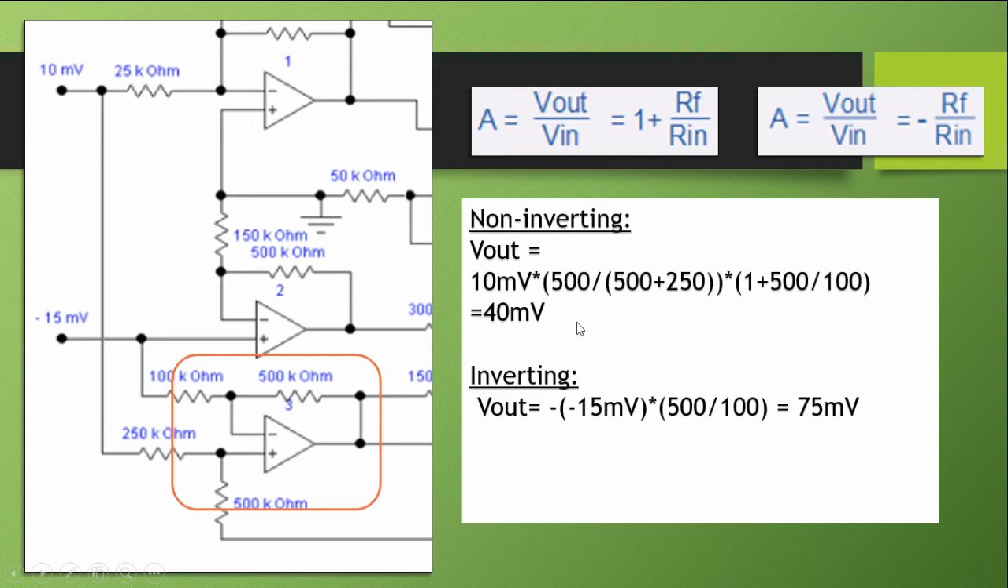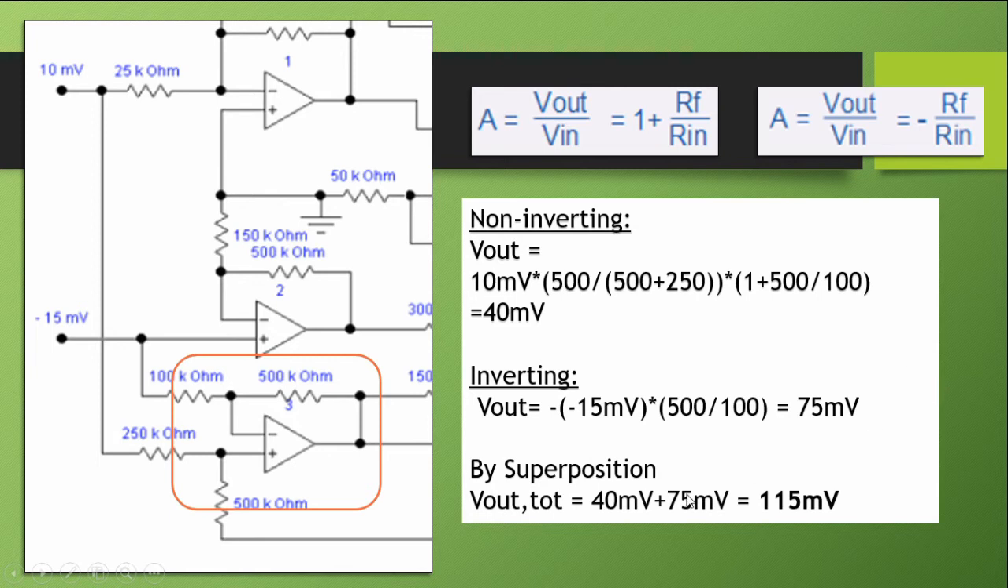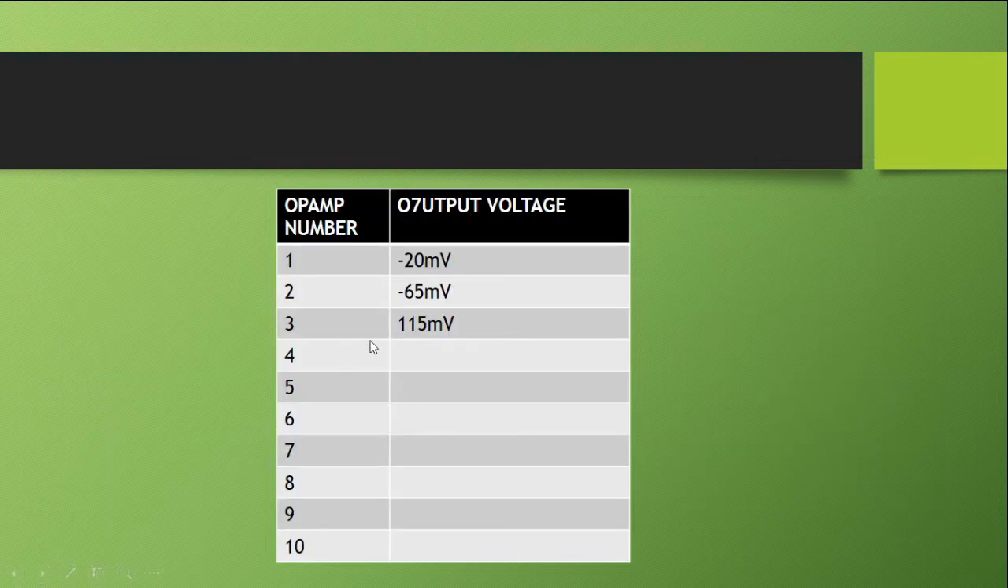Then we add the two. By superposition, V out total is 40 plus 75 millivolts, which is 115 millivolts. Therefore, the output voltage for op amp 3 is 115 millivolts. So we have solved op amps 1 to 3.